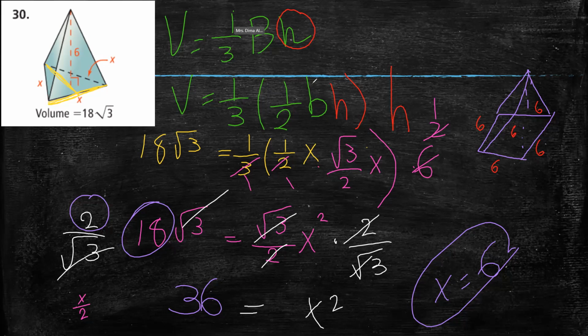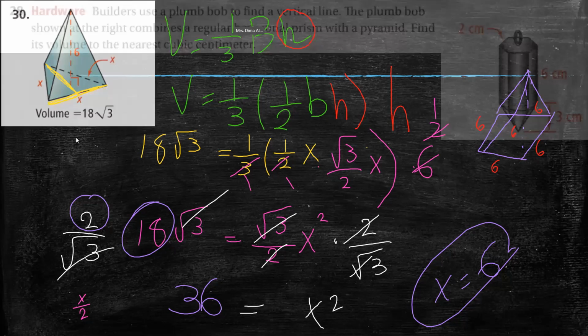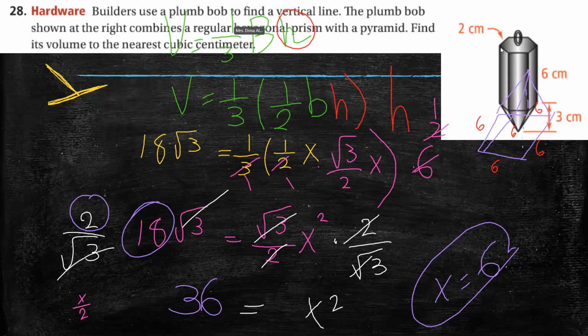Is it clear? Yes. Okay. Now, next lesson, I will solve this question here. We have a hexagonal prism, and down it is connected with a hexagonal pyramid. We have to find the volume of this plumb bob here. We will continue it next lesson, and then we will continue with the physics. Thank you for listening.